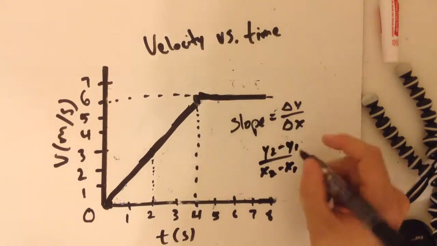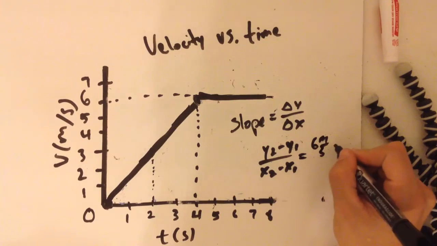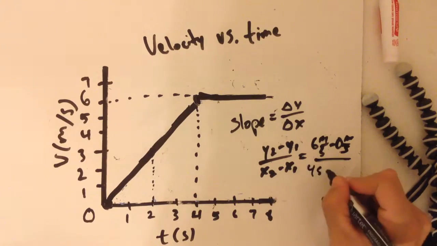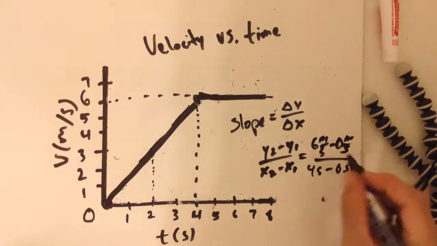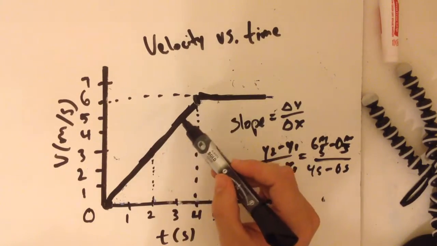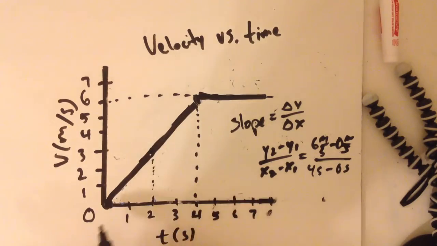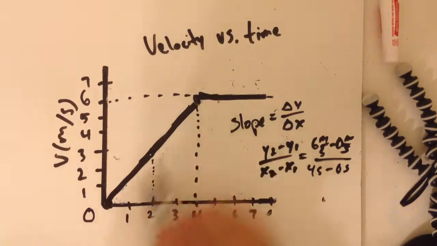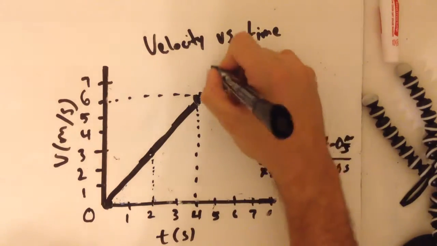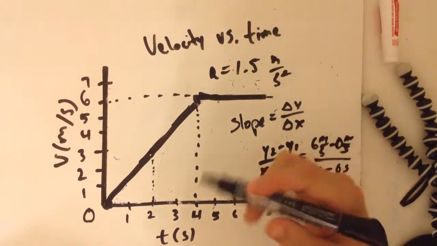So I plug in those numbers. This is going to equal 6 meters per second minus 0 meters per second over 4 seconds minus 0 seconds. So all I'm doing here is finding the slope in this part of the graph, and that's going to be the same thing as the slope in this part right here at t equals 2 seconds. I have the straight line. The slope is the same everywhere. You should get 1.5 meters per second squared.